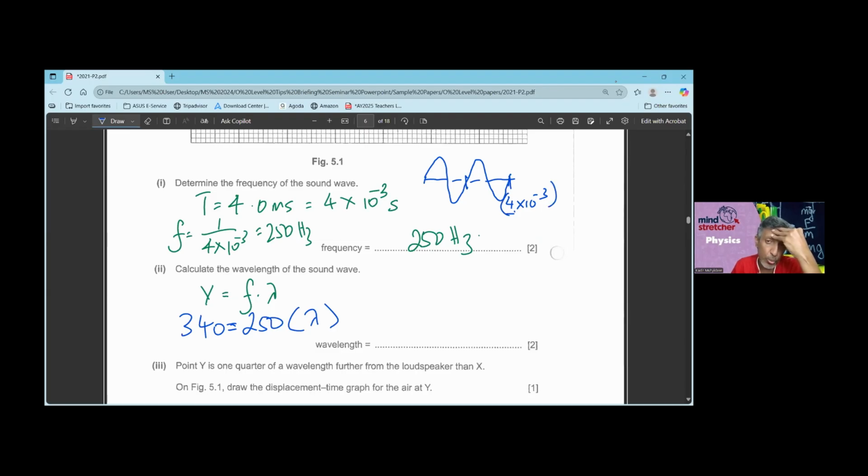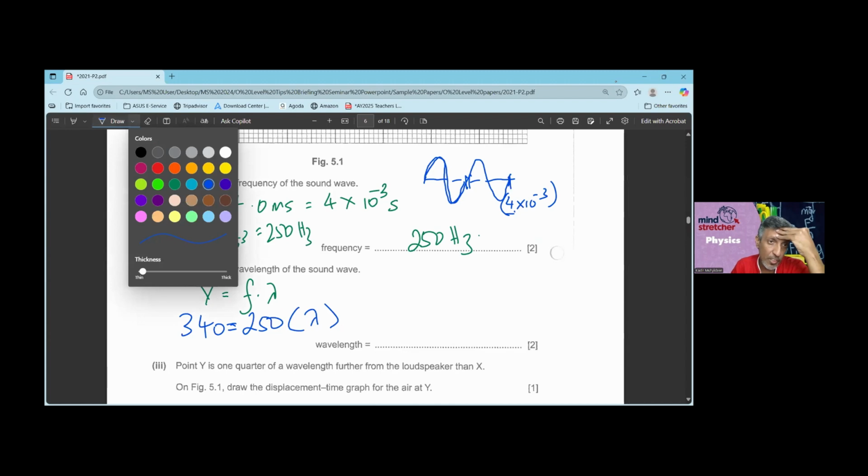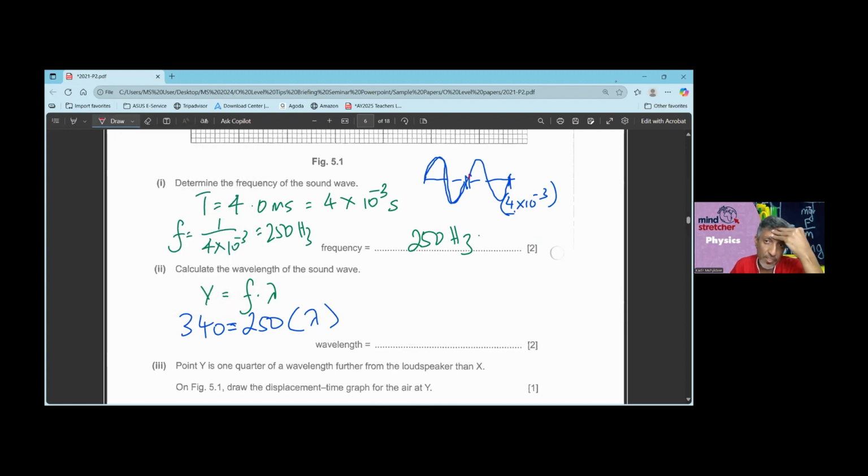If let's say they give you 2 cycles and then they give you the time like this, it means the period is just based on this. Okay, it's just based on this part only. So this is actually 2T, see? If that's your question, if there are two waves, you have to divide by 2.